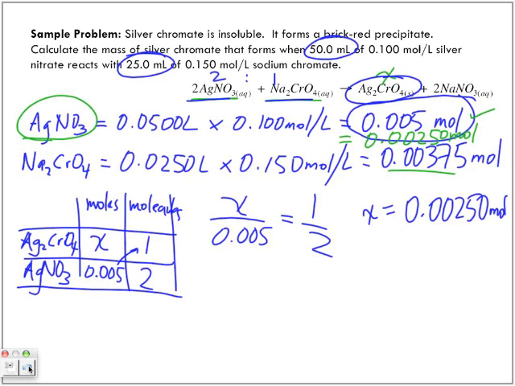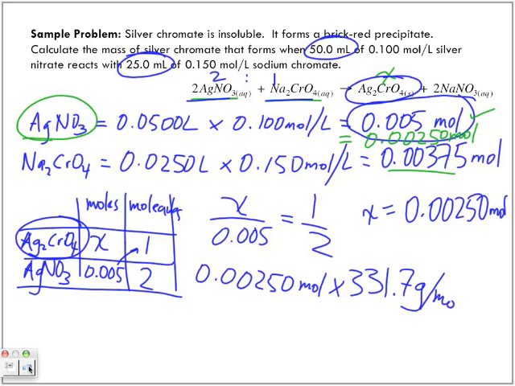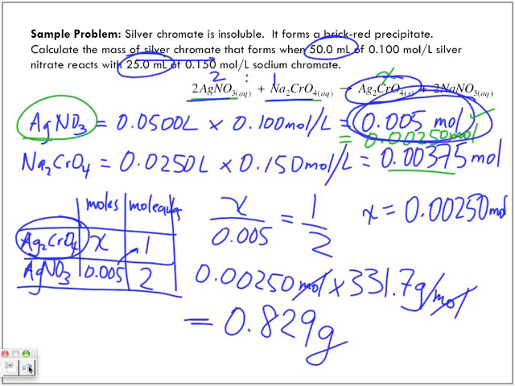So what are we trying to find? The mass, right? So what we're going to do is take that 0.00250 moles and multiply it by the molar mass of the silver chromate, which is 331.7 grams per mole. All right, moles cancel out. The mass that we have is 0.829 grams. So the question asked, calculate the mass of the silver chromate that forms: 0.829 grams. So remember, don't forget that step, right? That was only to help us find the limiting reactant. But we didn't use that value, because in reality, that's how much we were going to use.